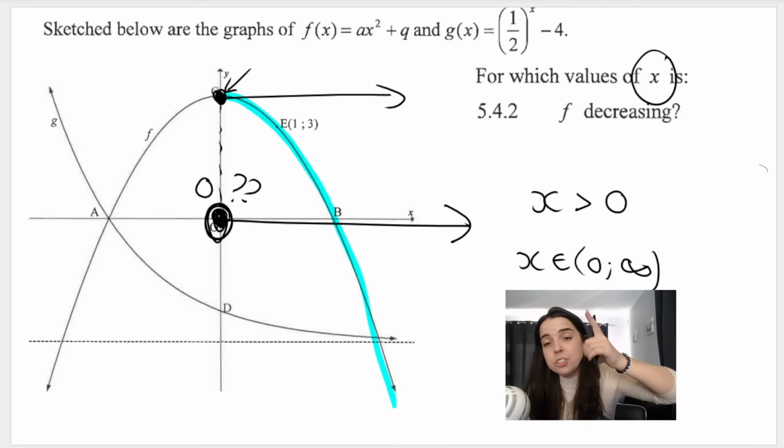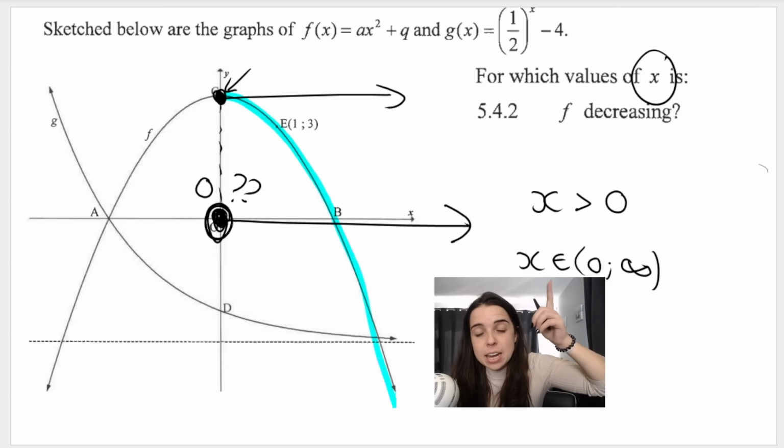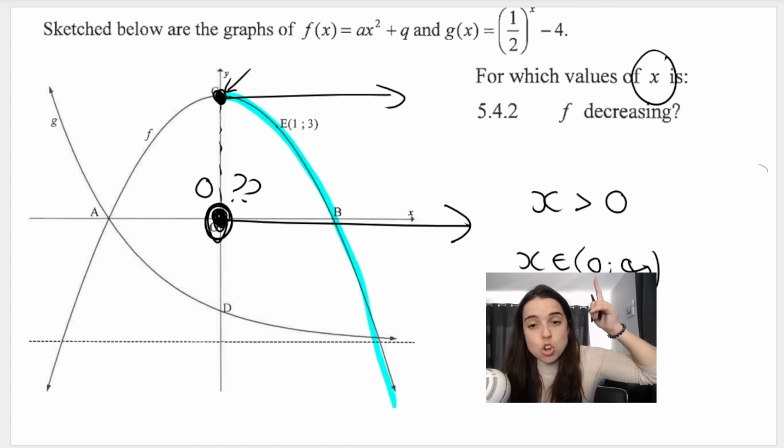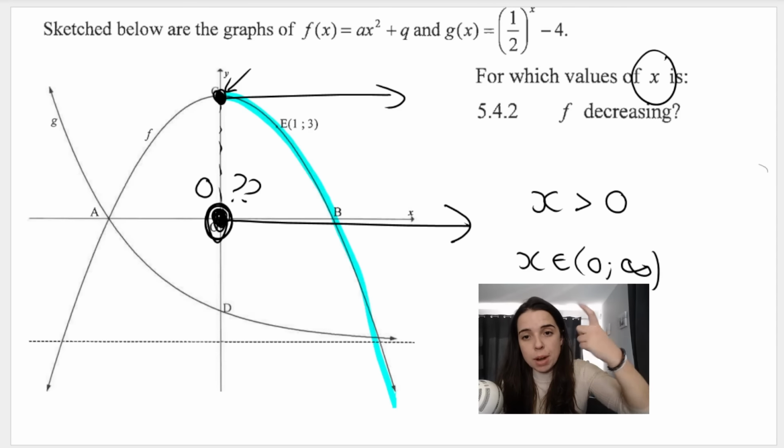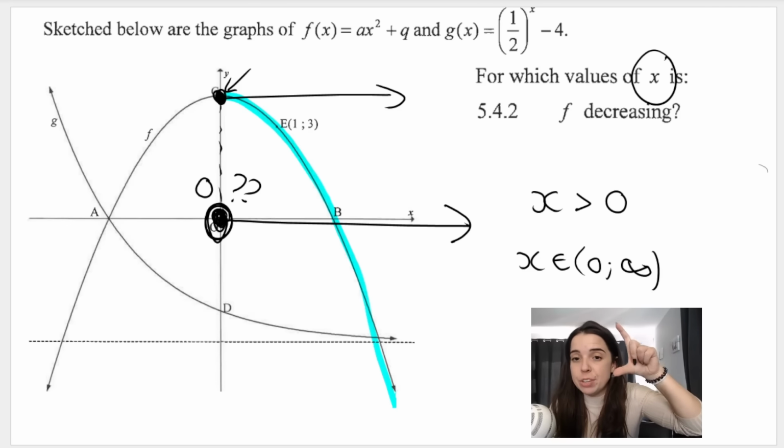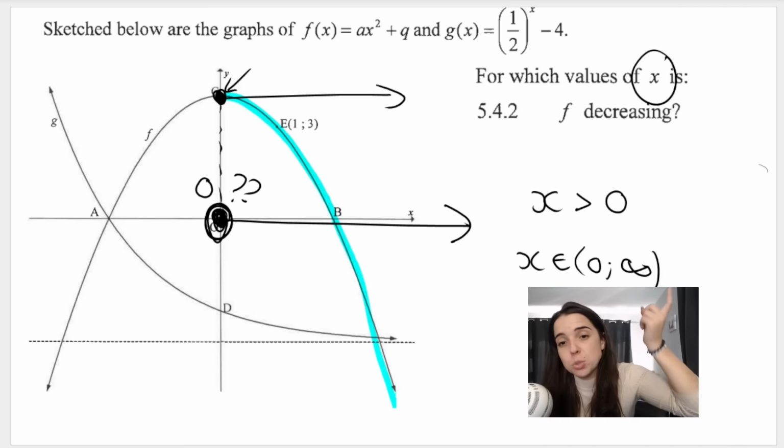Or we can use this notation over here. X is an element of from 0, but not including 0. So we use our round brackets to infinity. Never use square brackets, only use round brackets with infinity.